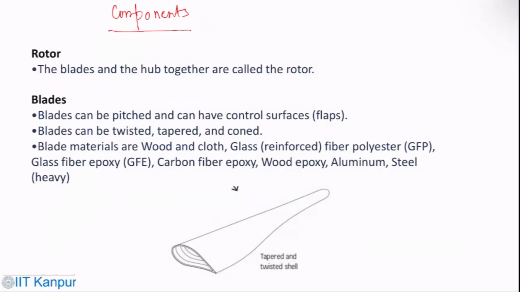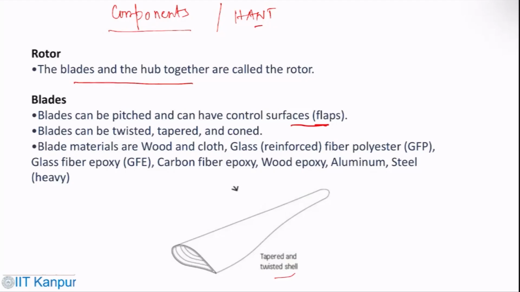We talk about the rotor. The blades and the hub together are called the rotor. So blades can be pitched and can have control surfaces, which could be flaps, like your aircraft wing, where you can have flaps. Blades can be twisted and tapered, with a cone. So this is a picture of a tapered, twisted blade.